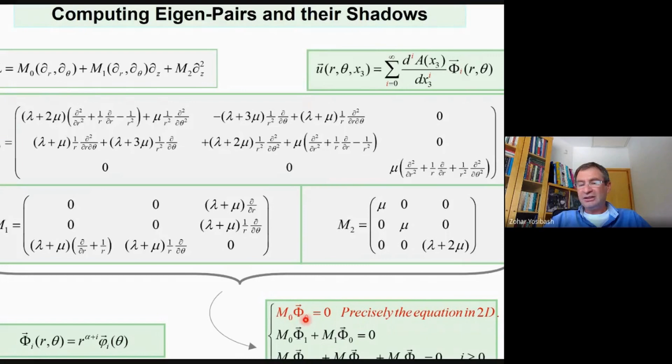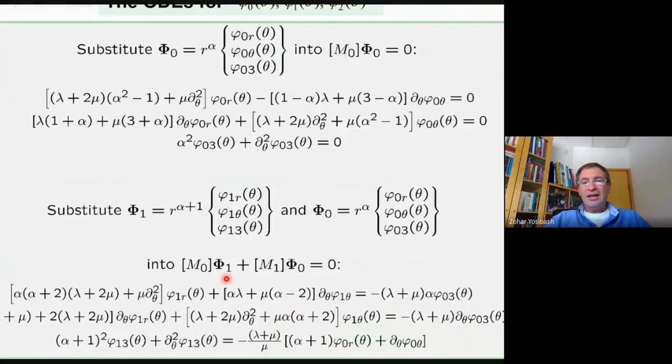And if I can compute that one, I then can compute the first shadow, and then I have a recursive formula to compute the second shadow, the third shadow, the fourth shadow, and so on. How do we compute the first shadow? We insert the 2D plane strain equation into this m0 times phi0. You get three ordinary differential equations for phi0 of r, phi0 of theta, and phi0 of z. You have three equations for the three functions, and it is very easy to compute.